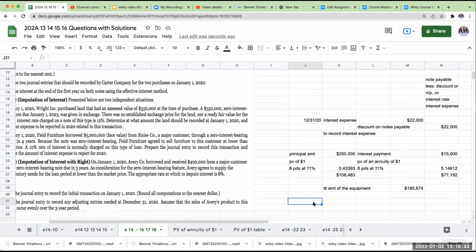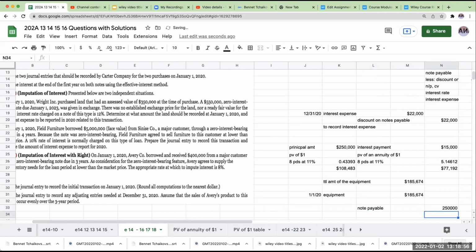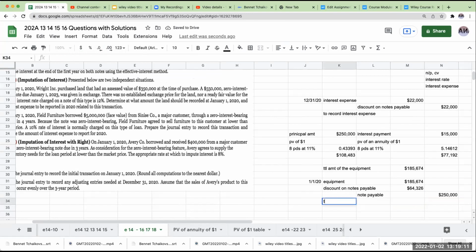So right over here on 1/1/20, I'm going to debit equipment for 185,674. I'm always going to record the note payable at the full amount, or 250,000. And then I have this discount on notes payable. My discount on notes payable is going to be the difference between these two, or 64,326.